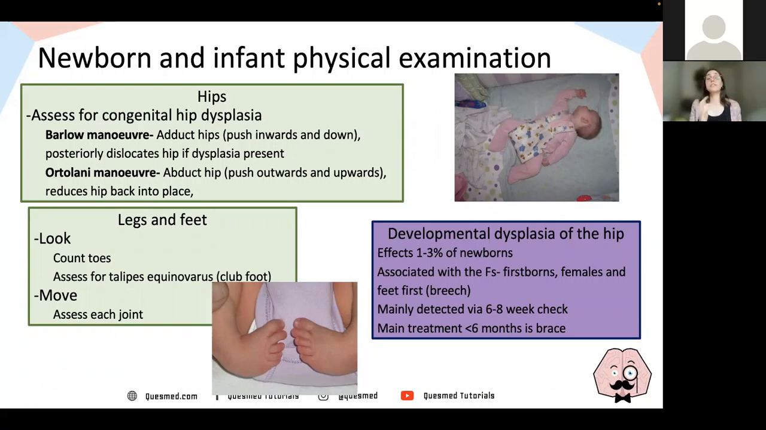And if you've taken a good history, antenatal and perinatal, you will know the babies you definitely have to look out for when it comes to this. So breech deliveries, twins, family history, all that kind of stuff. Then last, have a look at their toes. See if they're all there and check for abnormalities like clubfoot, when the foot is turned inwards, and check that all the joints are moving. Okay.